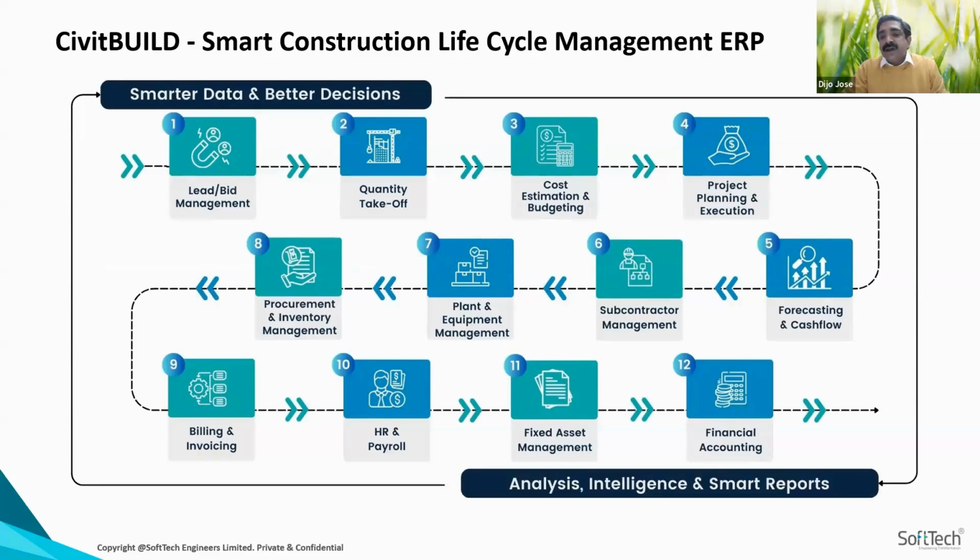Once you have your sales order available, then come the further steps in the organization: your internal construction budget, your project planning and execution, your procurement requisition coming from the project side, and how your plant and equipment can be managed in terms of maintenance. Your entire end-to-end subcontractor management, starting from the RFP release to your work order, to your billing cycle, or even your progressive billing, which we call the payment certificate, once the subcontractor's work is over, can be managed and controlled by the CivitBuild application.